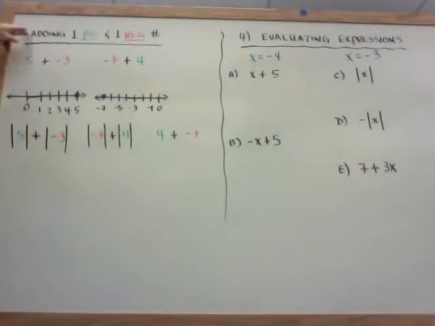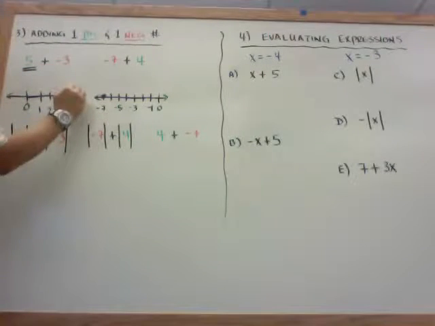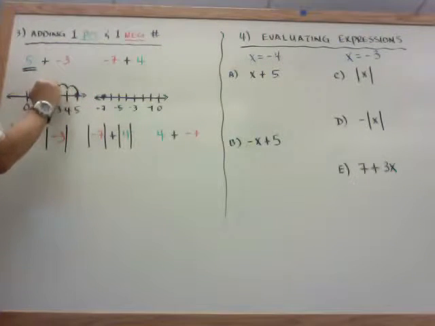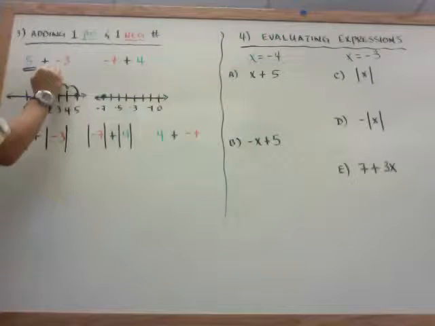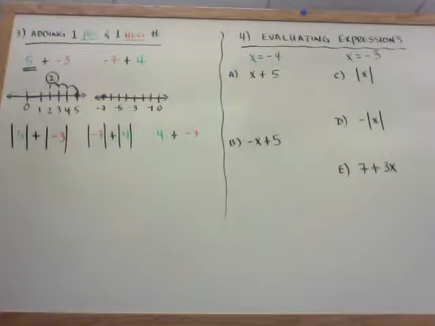Number 3 is adding 1 positive and 1 negative number. So I'm using green for positive and red for negative. So I can still do the number line way. I can start at 5 because I'm starting at 5. And if I'm going to plus -3, that means I need to go left 3 units and end up at 2. Another simple way of doing that is just saying 5 minus 3, which is 2.